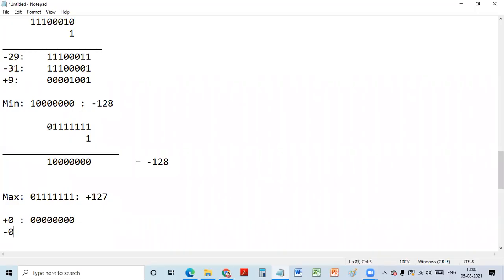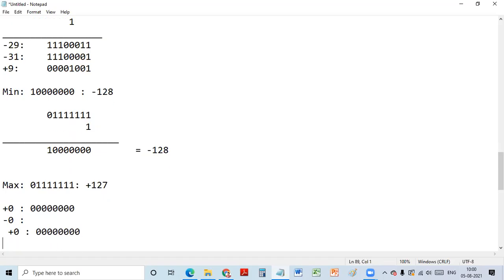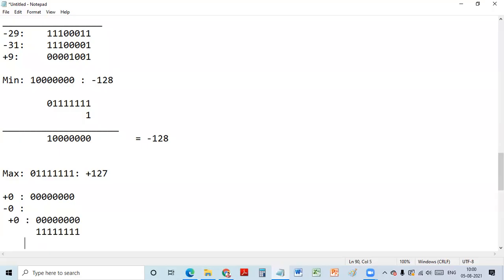So I want minus 0, right? So what should I take in 2's complement case? To get any negative number, first take the positive number. So plus 0 should be taken. What is its value? Plus 0 is 8 zeros. And take 1's complement of it first. 1, 1, 1, 1, 1, 1, 1, 1. And now add 1 to it.